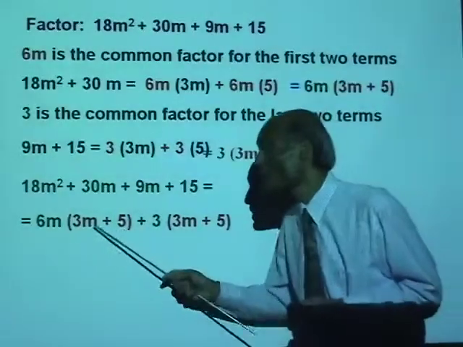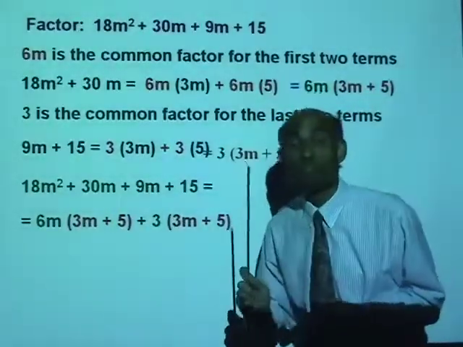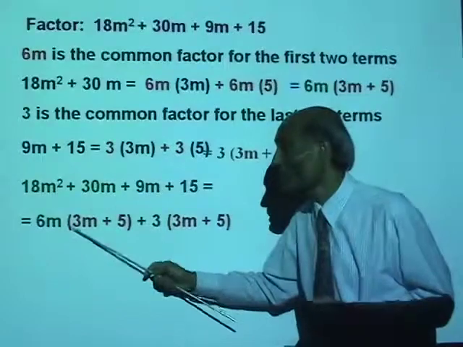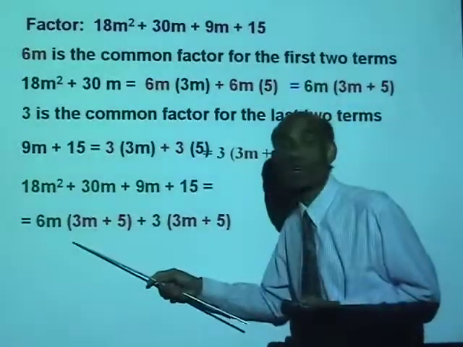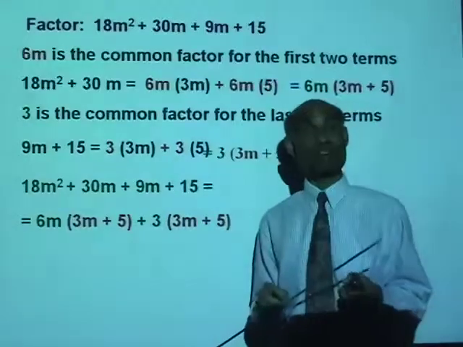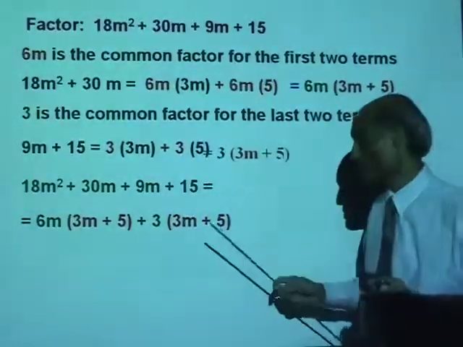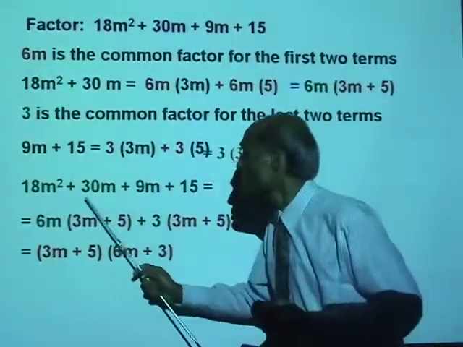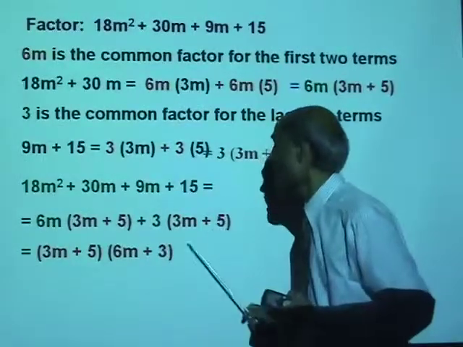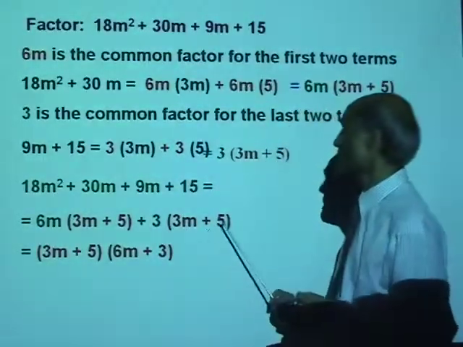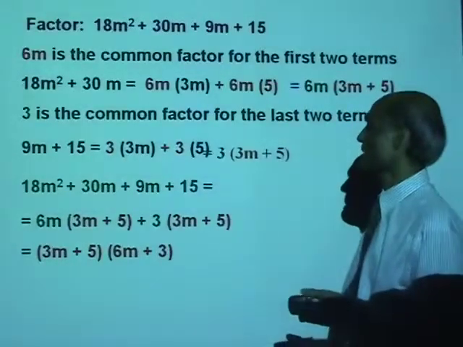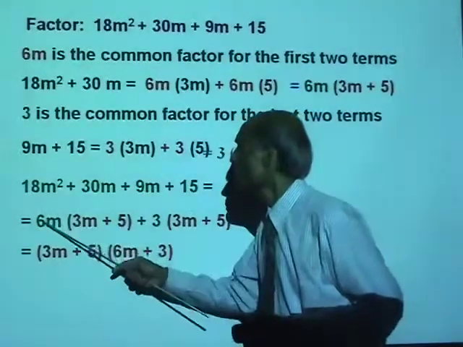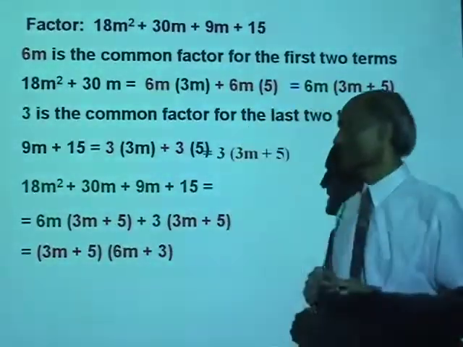Now what is the advantage in writing like this? We have now produced a common factor. What is the common factor here? 3m plus 5 occurs in both terms. That is the common factor. We can now factor that out. 3m plus 5 comes out, leaving a 6m plus 3. Not 6m plus 5. The 3m plus 5 comes out, leaving a 6m plus 3, which is our answer.